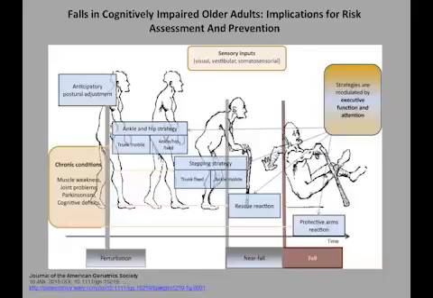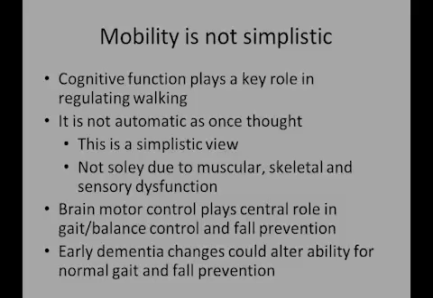And so I think this is a very good schematic for laying this out. Again, this is Montero's work, but a very good schematic for understanding why these higher level brain functions matter for fall prevention and mitigation. So I leave you with this. Mobility is not simplistic. We're going to talk about a number of different areas of mobility and why it's relevant, but it's not simplistic. And cognitive function seems to play a key role in regulating walking and preventing falls. Walking is not automatic.